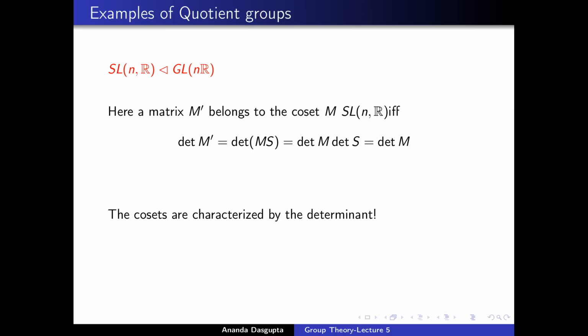Now, what about the product of two cosets? If you take the coset m1 S and multiply it by the coset m2 S, you are going to get the coset m1 m2 S. But the first coset is labelled essentially by the determinant of m1, the second coset is labelled by the determinant of m2, and the product is labelled by the determinant of m1 m2. So basically the labels, which are just non-zero real numbers, are getting multiplied in this multiplication rule. So the group GL(N,R) by SL(N,R) is essentially the same as the group of non-zero real numbers under multiplication.